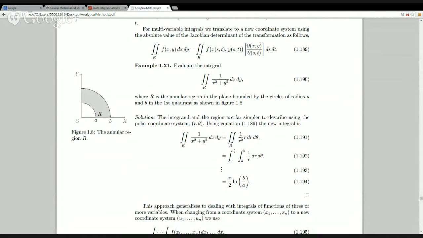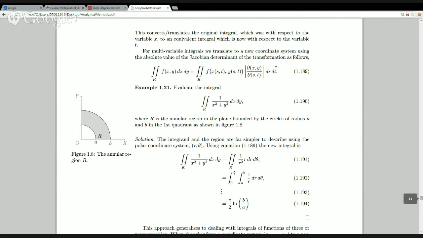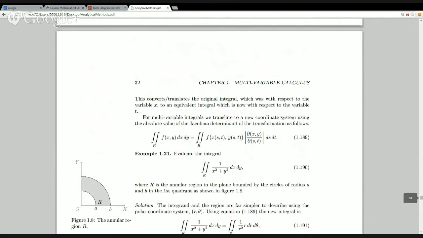We described the results about how you translate, so to speak, an integral from one set of coordinates to another one. The general formula for a double integral, for an integral over an area, is this equation 1.89. So this is on page 32 of the notes.